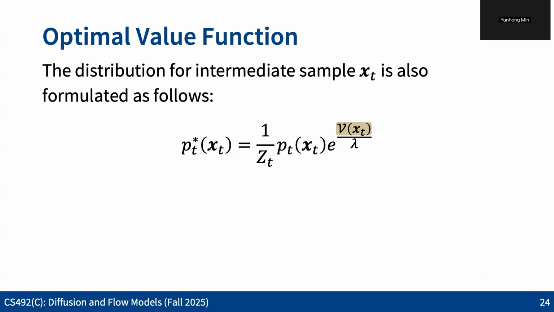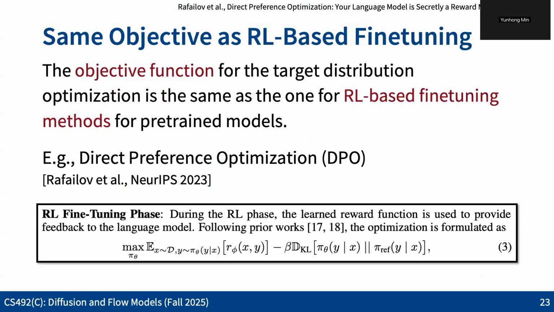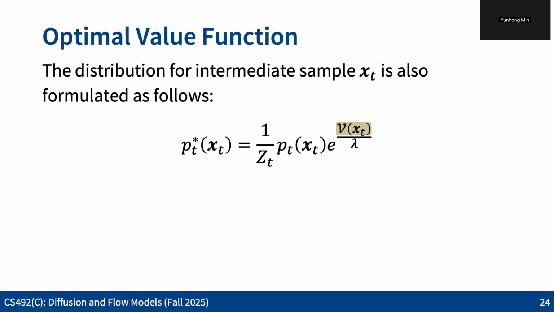And also, while skipping all the details here, what we can see is that the probability distribution for the intermediate data point xt is also defined in this way. So you can see that this looks quite similar to the distribution for the final output here. Here we had the reward function for the x0, the clean data point. We are simply replacing this with the value function here. So this v function that satisfies this is called the optimal value function.